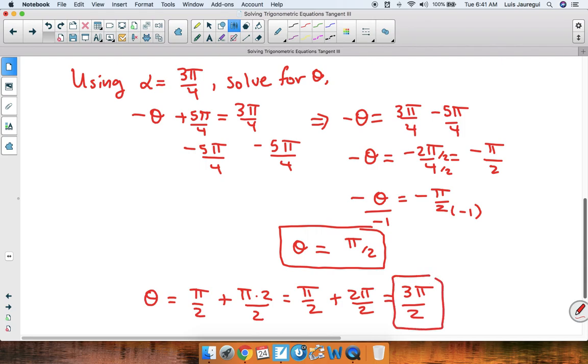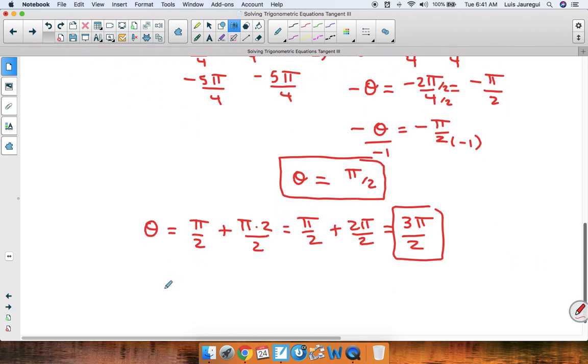Now, if we were to add another period of pi, you're going to get 5 pi over 2, which is beyond the 2 pi restriction here. So we can say at this moment that our solutions are pi over 2 and 3 pi over 2.